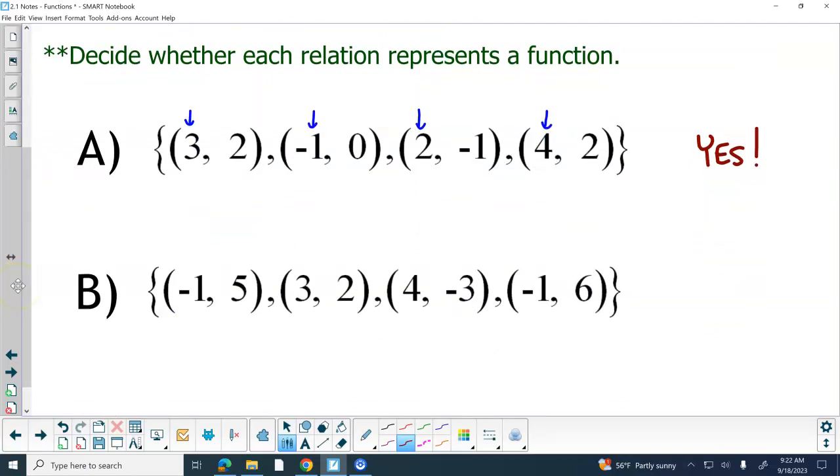Function, not a function. Why not? -1 is repeated. We got a -1 here, and we've got a -1 there. So this one is not a function.